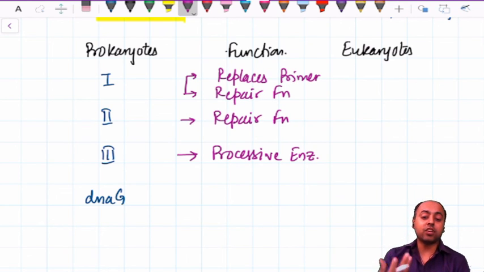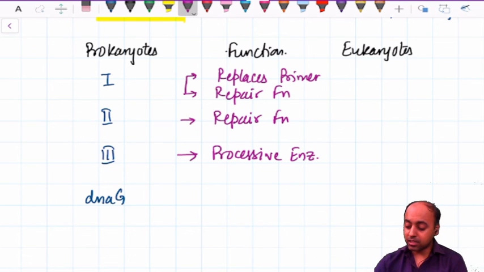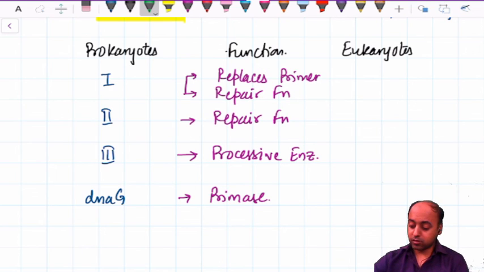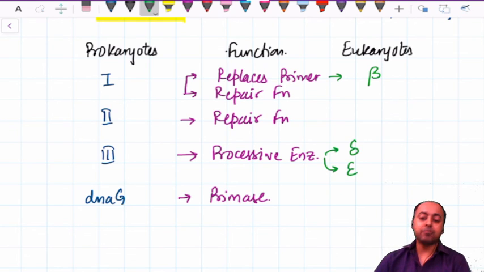It is the enzyme which can carry out the polymerization at the fastest rate, and the DNA G is the primase, an independent protein in the prokaryotes. Whereas in the eukaryotes, the replacement of primer is done by the DNA polymerase beta. The processive enzymes are the delta and epsilon.